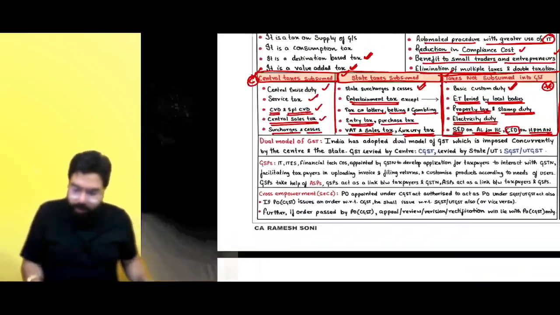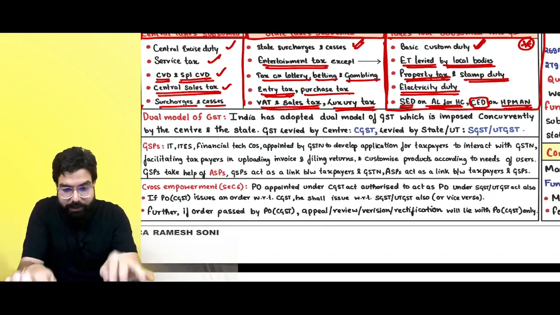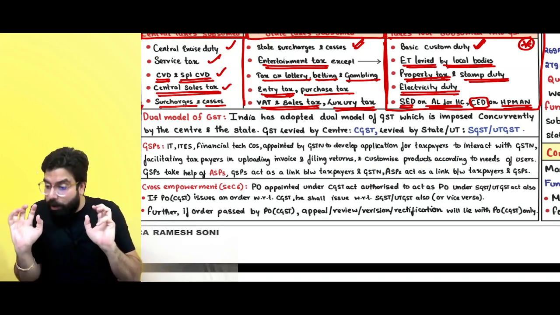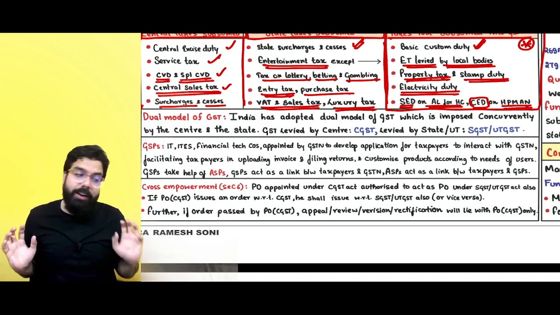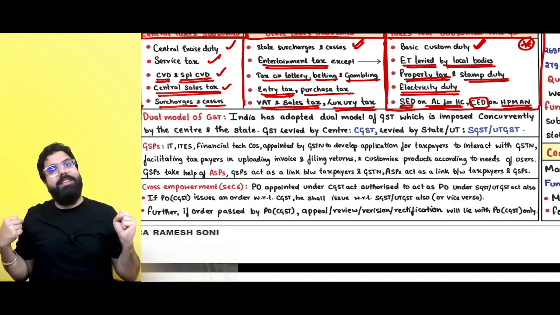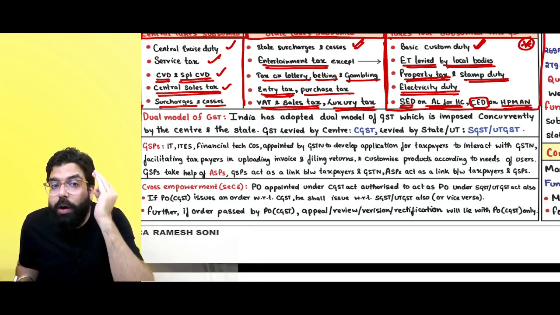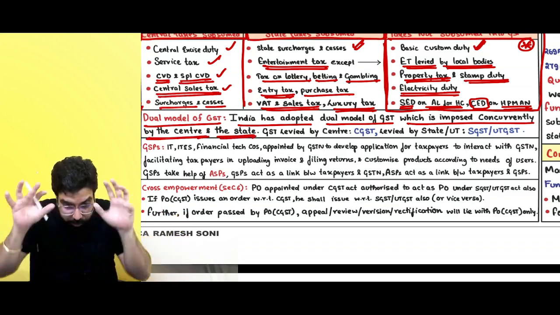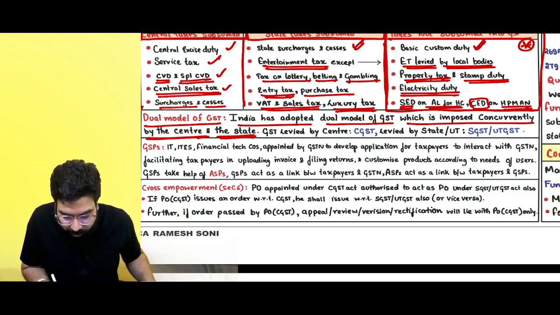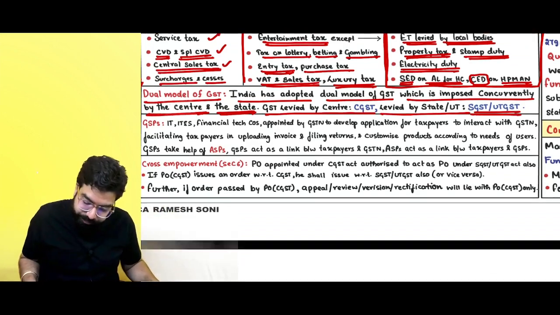Next, dual model of GST. What do you mean by dual model? India has adopted the dual model of GST. Whenever a transaction happens in India, the central government will charge CGST on that transaction and the state government will charge SGST. If it is the central government and the UT government, the central government will charge CGST and the UT government will charge UTGST. That is why it is known as the dual model of GST, which is imposed concurrently by the center and the state. Means both are imposing it together on a transaction. GST levied by the center is known as CGST. Levied by the state or UT is known as SGST or UTGST.